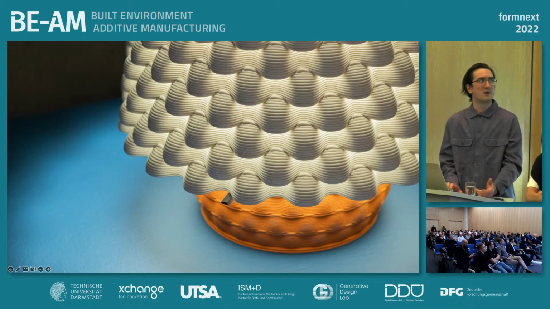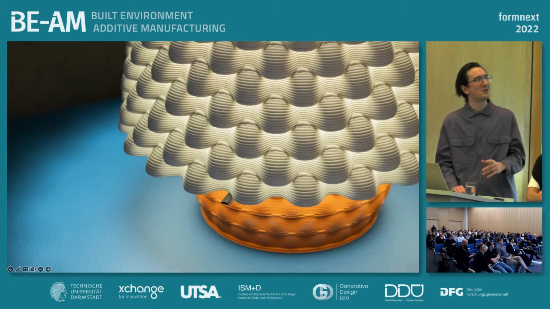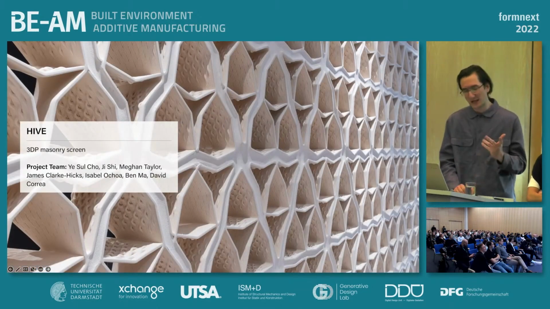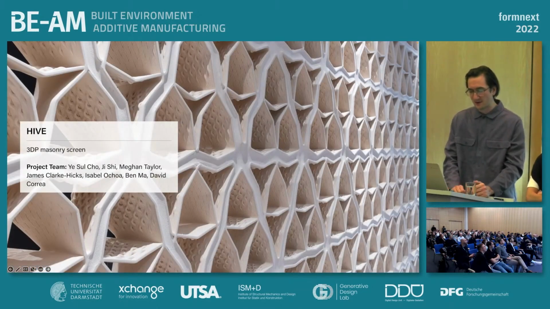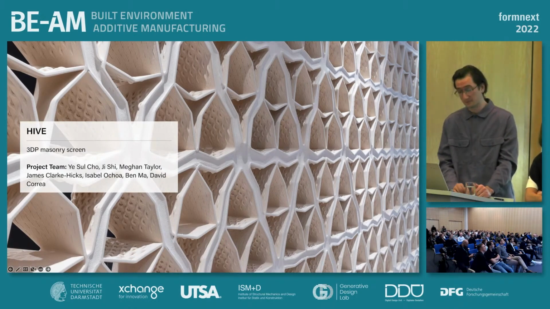And this kind of sits in contrast with the next project, which utilizes a lot of the same ideals, but on a much kind of different scale, which is Hive. So Hive is a masonry wall comprising of 175 3D printed clay units. And it was designed and developed by Ali Cho, Jim Shee, Megan Taylor, myself, Isabel Ochoa, and David Korea at the University of Waterloo.